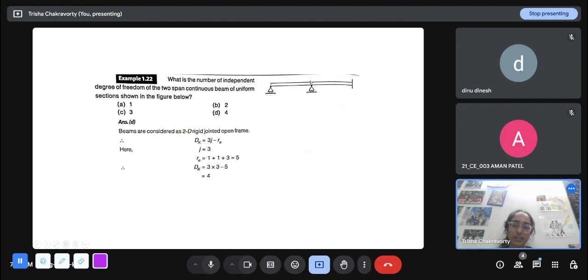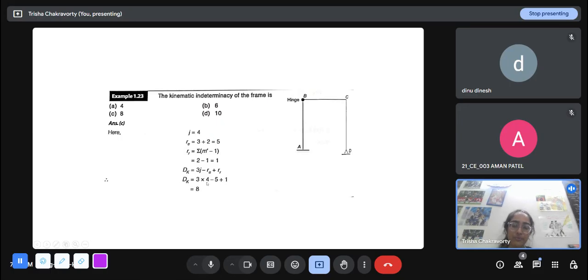So there are three joints: one, two, three, and so 3J is three, and the number of reactions is one for this roller, one for this roller, and three for this fixed support. So five. DK is 3 into 3 minus 5, that is 4.